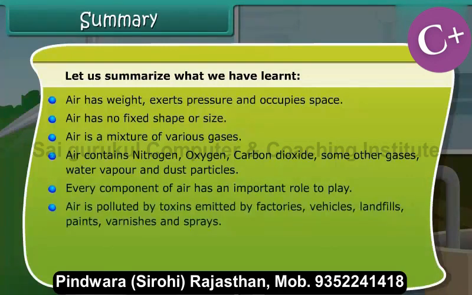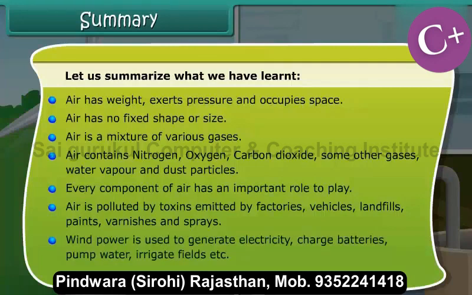Air is polluted by toxins emitted by factories, vehicles, landfills, paints, varnishes, and sprays. Wind power is used to generate electricity, charge batteries, pump water, irrigate fields, etc.